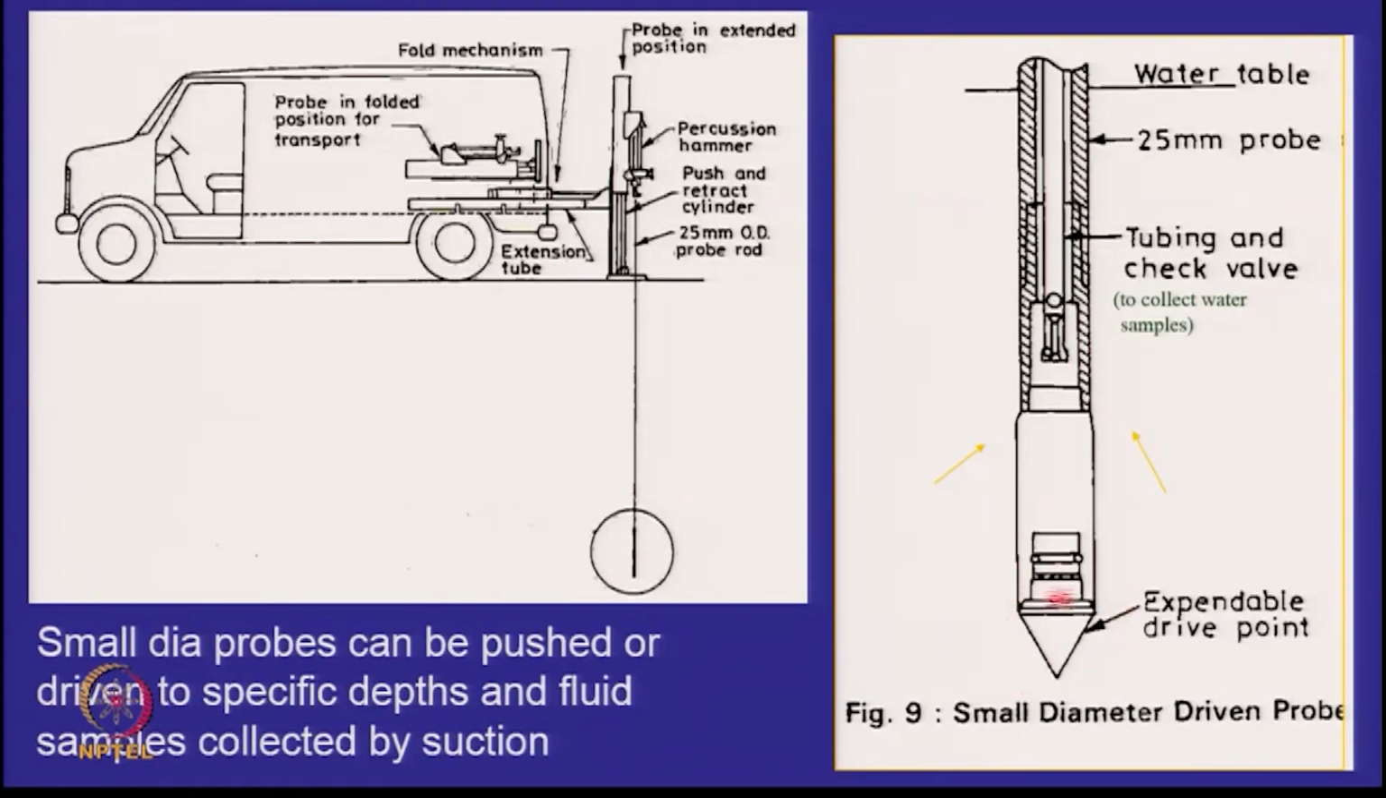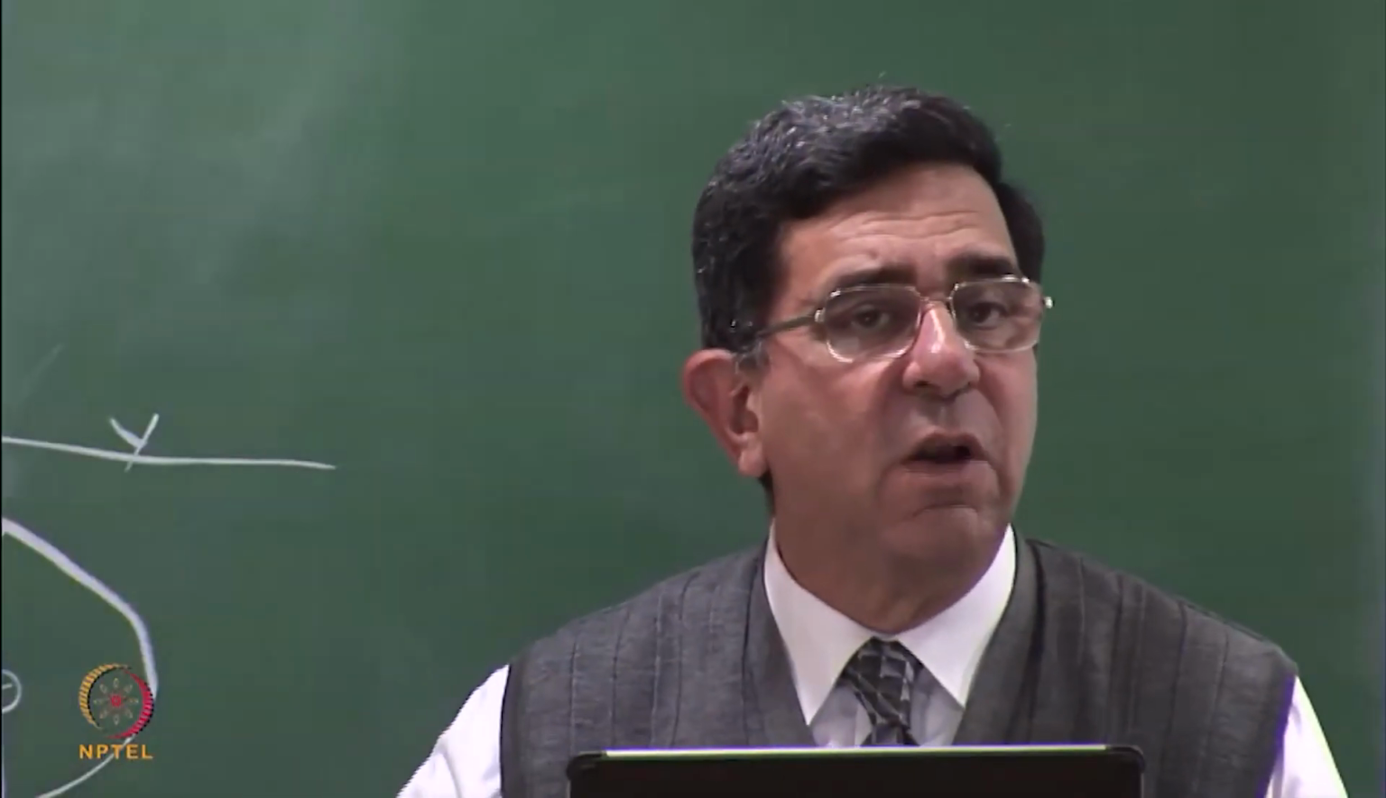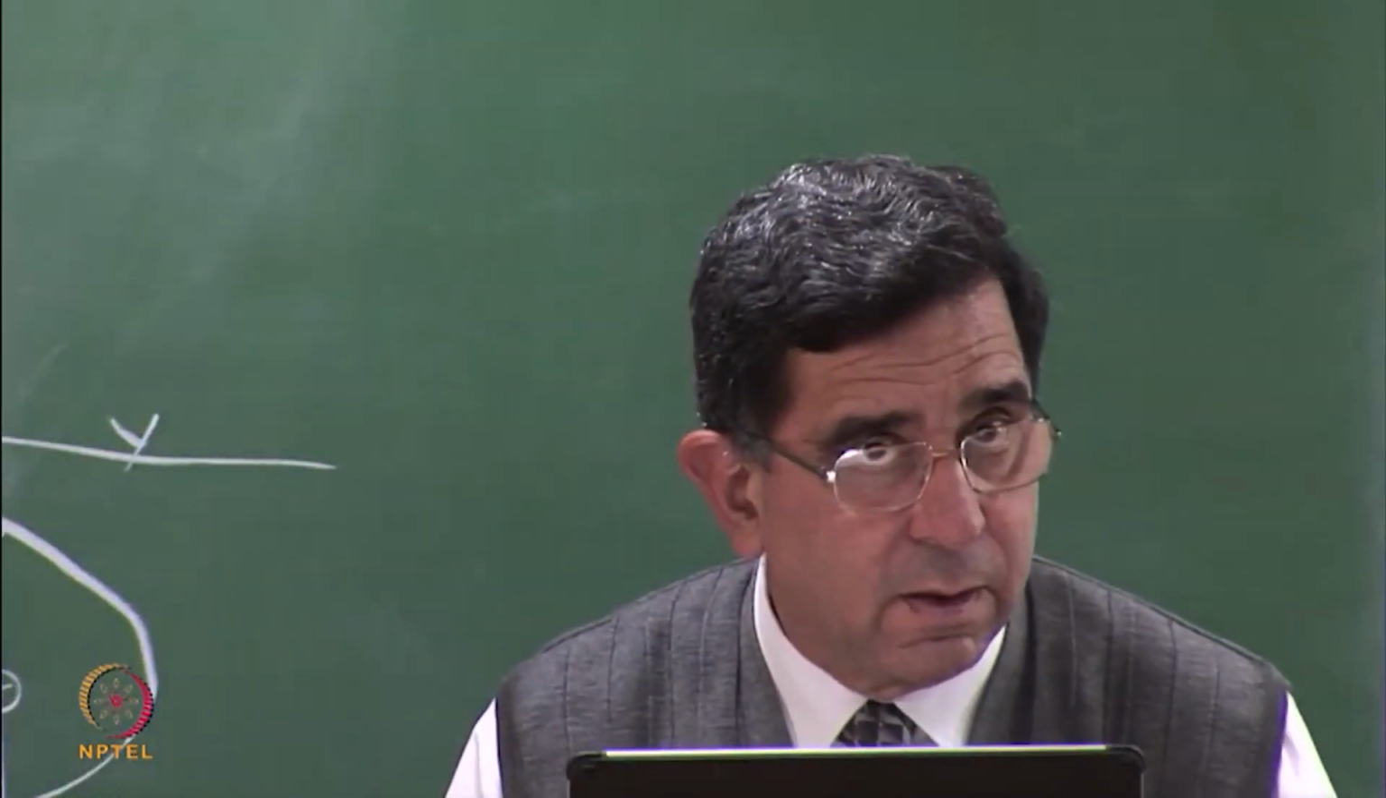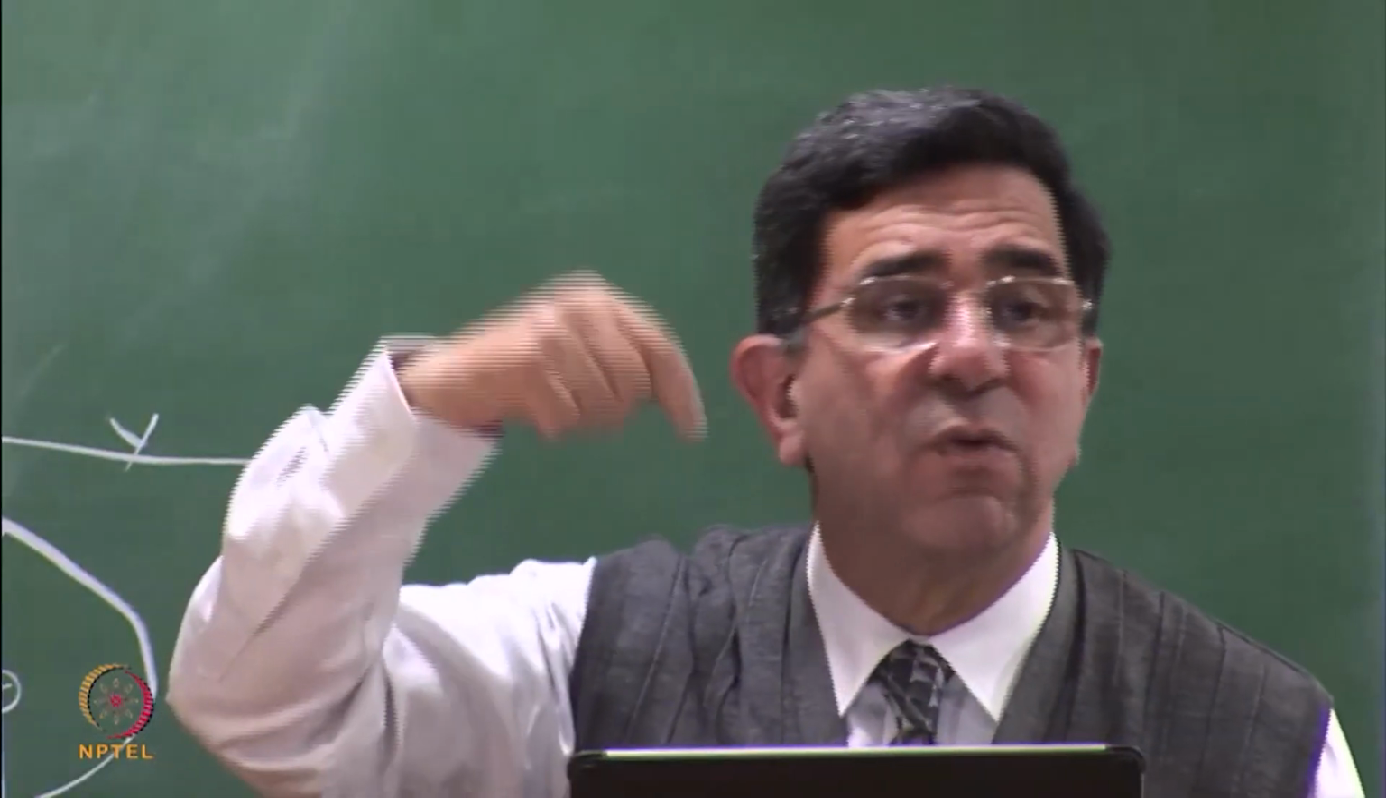When you reach the depth that you want, this tip can either be discarded, or it can open a port and you can suck out the water, and through this tubing the water will come into a sampler at the top. So these are small diameter probes. At a site, they can do sampling for you at every 1 meter of the liquid only. But the advantage is they can go down very fast.